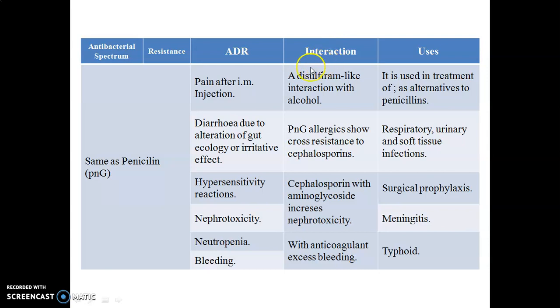Then what are the interactions? The cephalosporin shows a disulfiram-like action. Also it shows allergy like penicillin. Then it has an interaction with aminoglycosides, showing a nephrotoxic reaction. Also it has various interactions with anticoagulant agents, which cause excess bleeding.